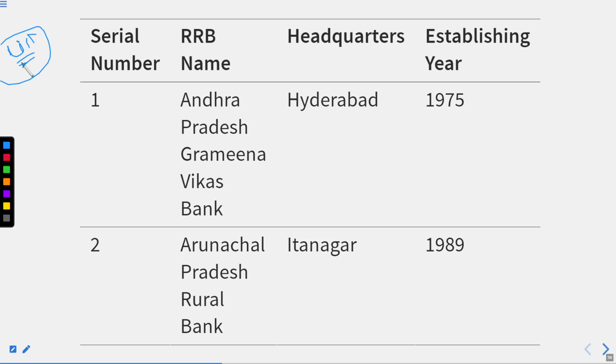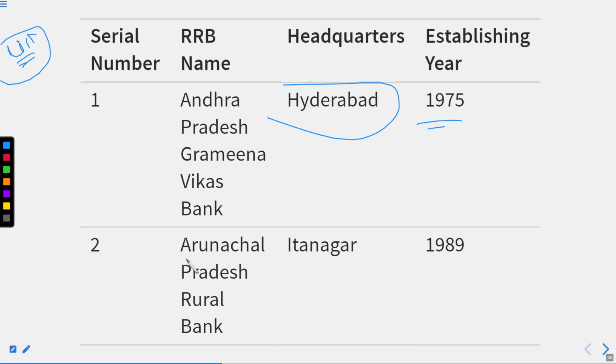Okay, it is just for your general knowledge. If you want to learn these things, you can. And sometimes questions are also asked from this topic in the examination. So we have the Andhra Pradesh Gramin Vikas Bank, headquarters at Hyderabad, established in 1975.